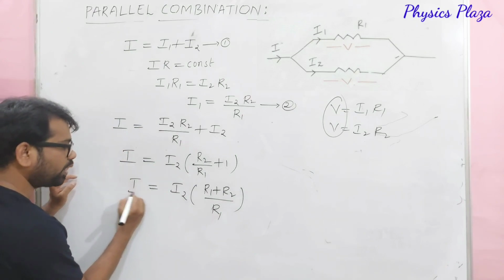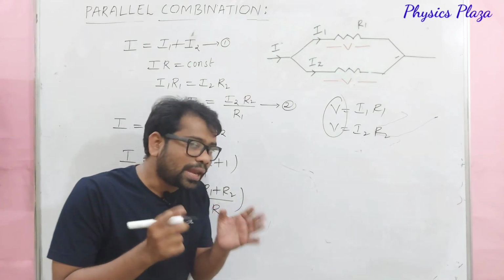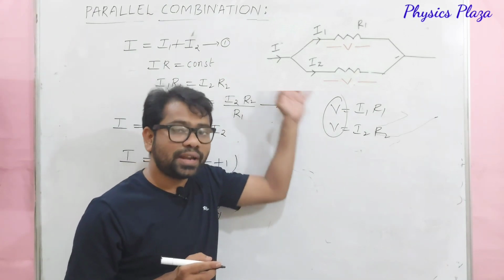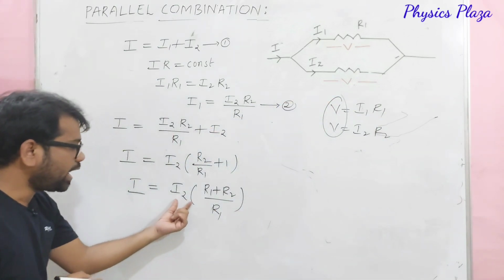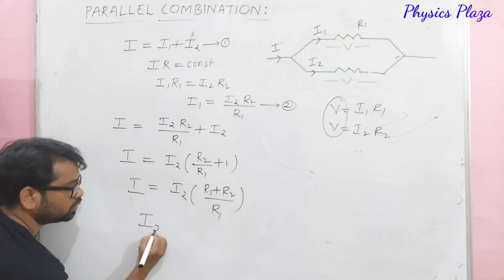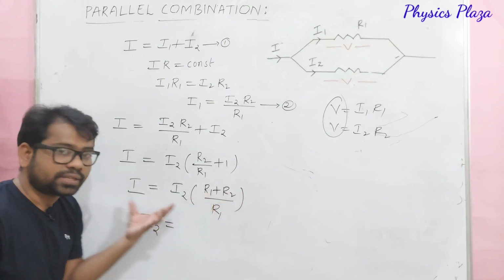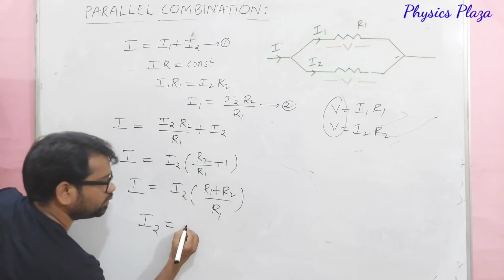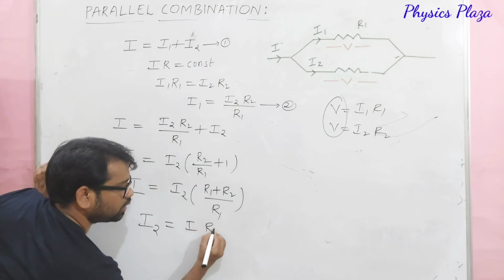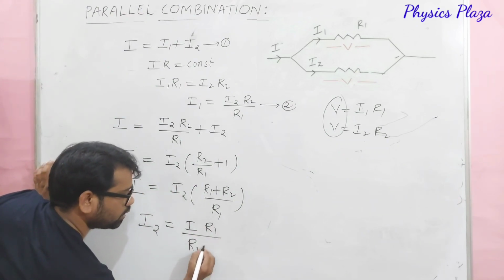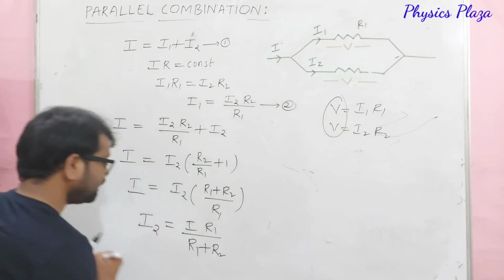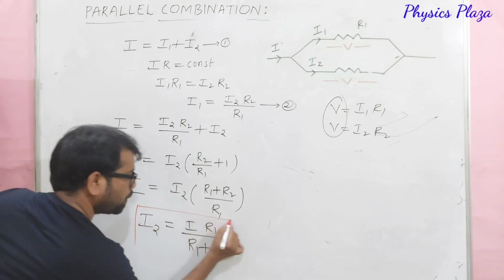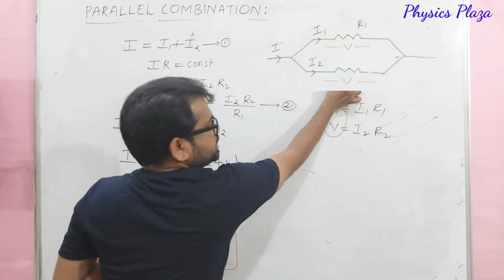But what is our intention? Our intention is to calculate the current, because here current is getting divided. We have to calculate the I1 value and the I2 value. So here I2 is equal to, take this entire term to the other side, so it becomes the reciprocal, I R1 by R1 plus R2. So children, this is how we can calculate the current which is passing through the second resistor.